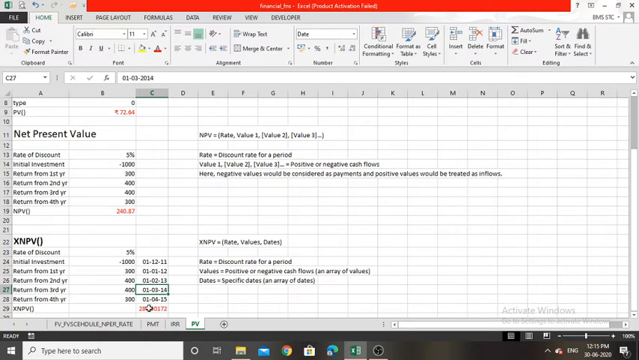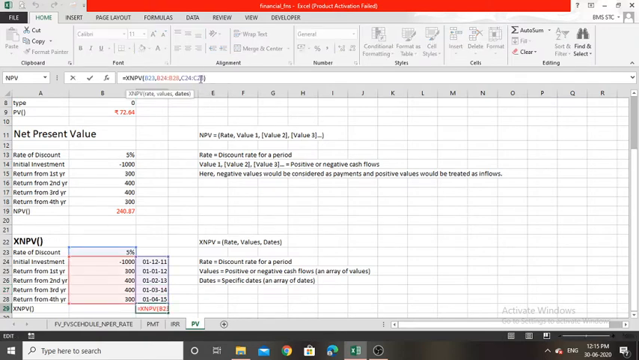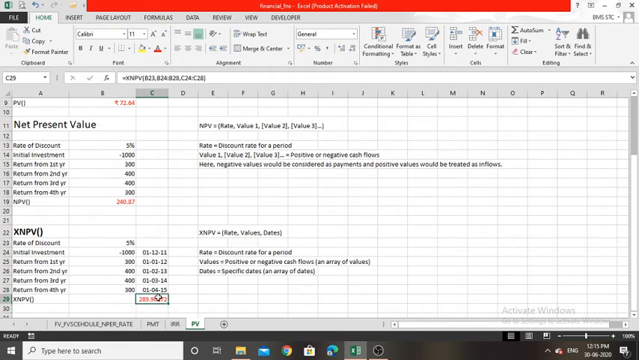Okay, so here also the same formula as the NPV, but one more argument will be added along with the XNPV. First one is rate, that is 5%. Values are the range from the initial investment to this investment, and comma, the dates, the scheduled dates. Then press enter, you will get the net present value amount. So this is how we calculate the present value, if it is a net present value or simply a present value.